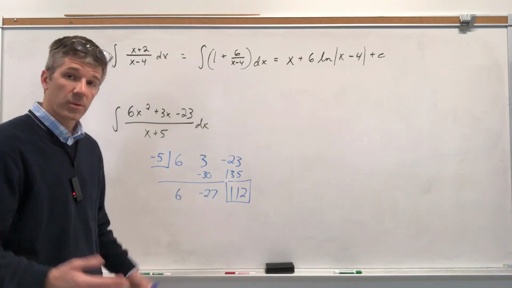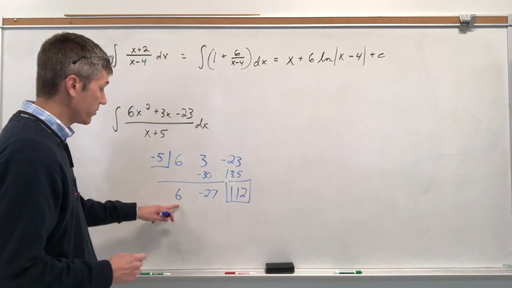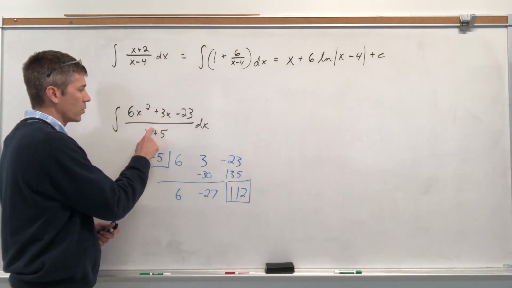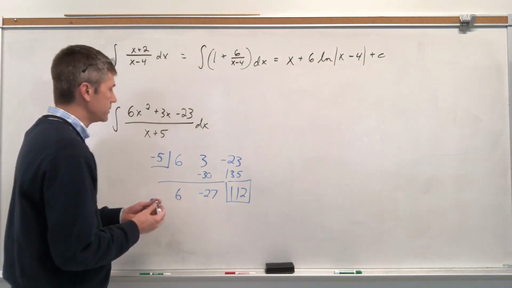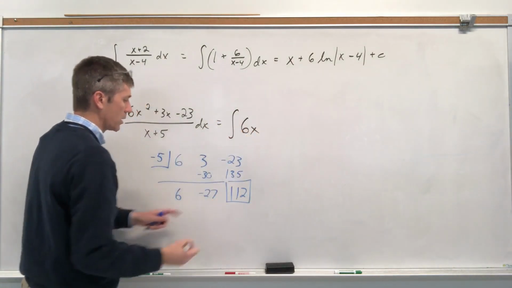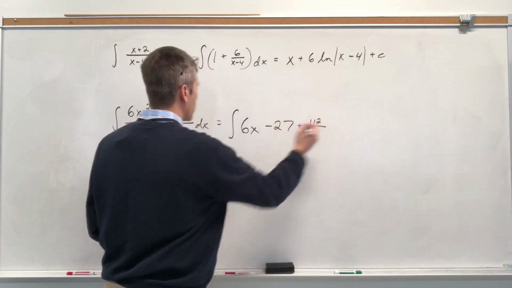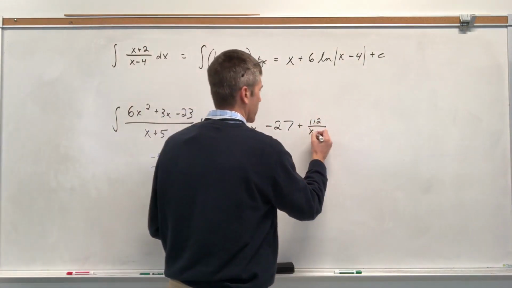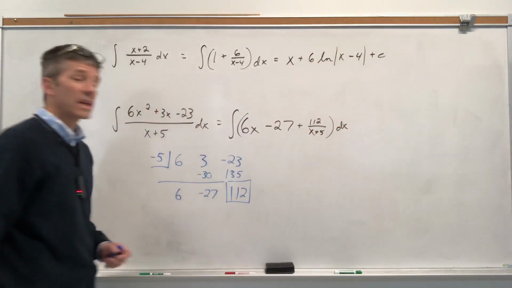So what we're going to do is rewrite our integral with this. The original problem was a quadratic divided by linear. Therefore, the degree of this is going to be 1. So basically, we're reducing. It's like 2 minus 1 gives me, well, 6x to the 1, minus 27 plus 112 over whatever I divided by in the first place, which was x plus 5. Divisor. Okay, we're ready to integrate now.